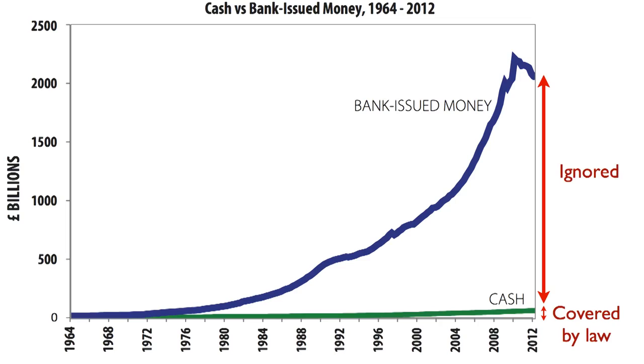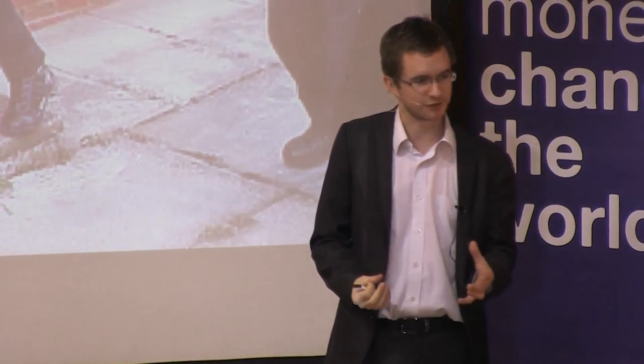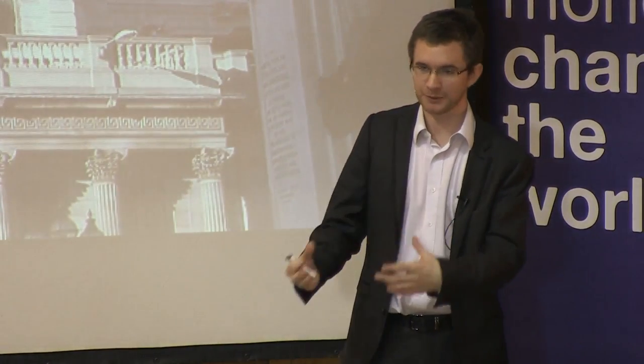So I always found it curious that there's this one part of the state, the police, which is responsible for hunting down and prosecuting anybody who prints their own money privately, or they call it counterfeiting. And yet there's a whole other part of the state which actually has more resources and more funding to do everything possible to encourage banks, private companies, to create money.